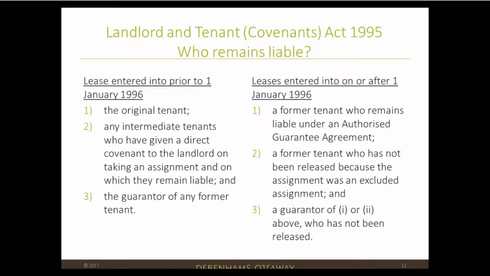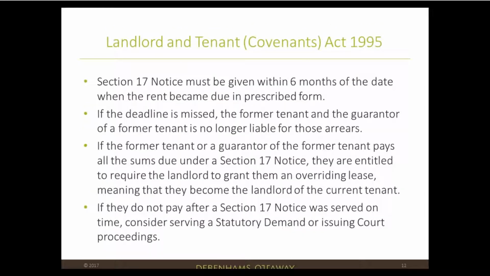So if you think that you have a very old lease, or you've got a new lease with an authorised guarantee, or another third party that may be on the hook, this is quite a neat way to try and get money if your current tenant is refusing to pay. What you need to do is go back to the lease, look at who the original parties were, look at when the lease was granted, and then take steps from there.